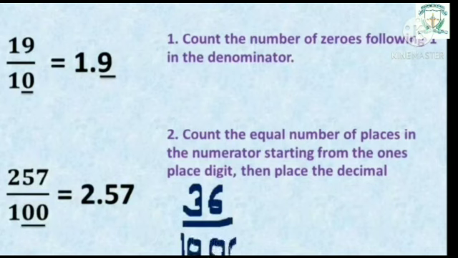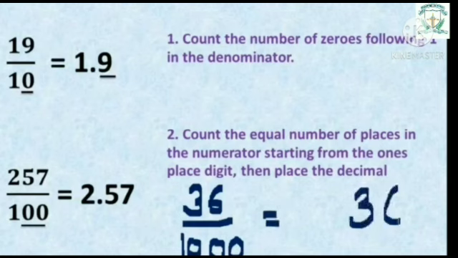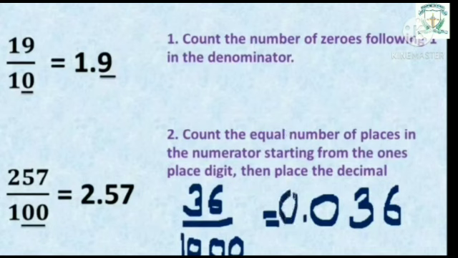Let us take another example. 36 by 1000. We can count in denominator. We have 3 zeros and count from right hand side 1, 2 and 3. Since no digit, so we will put 0 here. We get 0, 3, 6. Now put decimal point. Since there is no whole number, so we will put 0. So 36 by 1000 is equal to 0.036.